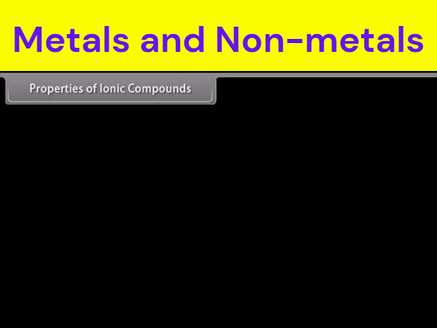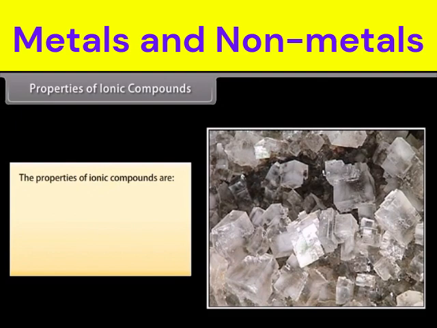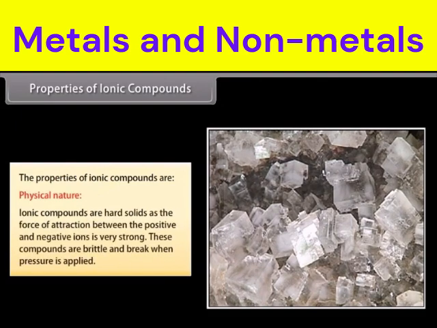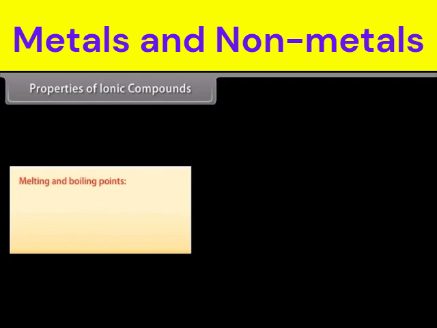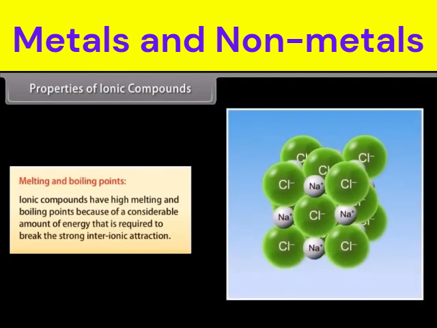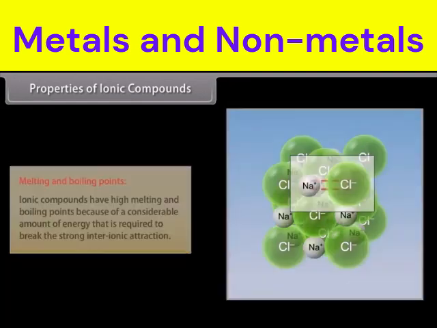Properties of ionic compounds. Let us look at some ionic compound properties. Physical nature: ionic compounds are hard solids as the force of attraction between the positive and negative ions is very strong. These compounds are brittle and break when pressure is applied. Melting and boiling points: ionic compounds have high melting and boiling points because a considerable amount of energy is required to break this strong inter-ionic attraction.